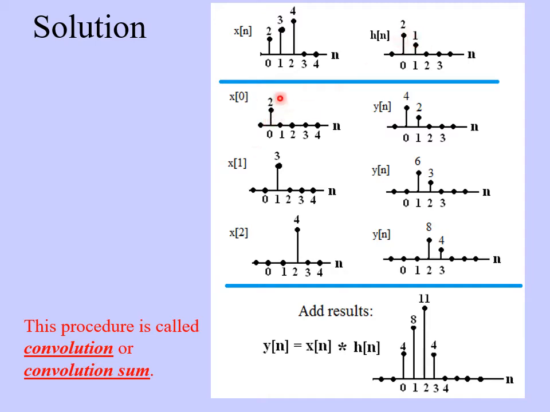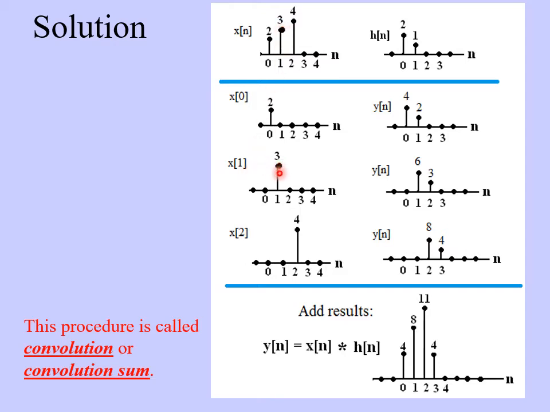But it's not a 1, it's a 2. But all that 2 does is scale it. So instead of getting a 2 and a 1, we get a 4 and a 2. All right, so this is the output just due to this part of the input. Now the next part of the input is this 3 right here, which is the center value up here of x of n. This is x of 1.